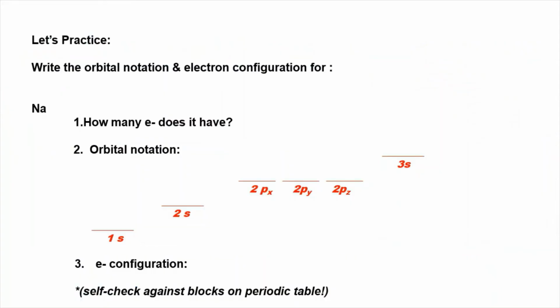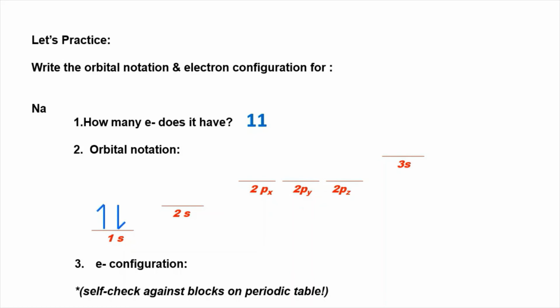Our last example is going to be sodium. Its atomic number is 11, so we know we need to place 11 electrons. Remember, we always have to fill the lowest orbitals first, so 1s is at the lowest energy. It can only hold 2 electrons, so we put 1 up and 1 down.